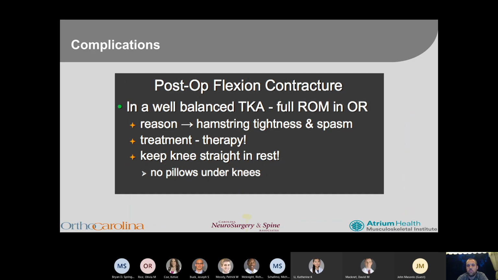A post-op flexion contracture is going to be treated with therapy and is typically due to hamstring tightness and spasm. If they try and lead you down the road of going back to the OR for that, that would be the wrong answer. You're going to want to push them towards physical therapy and work on straightening it out.